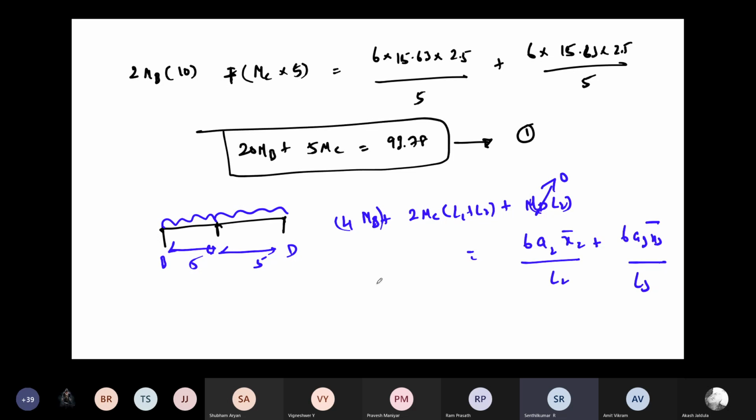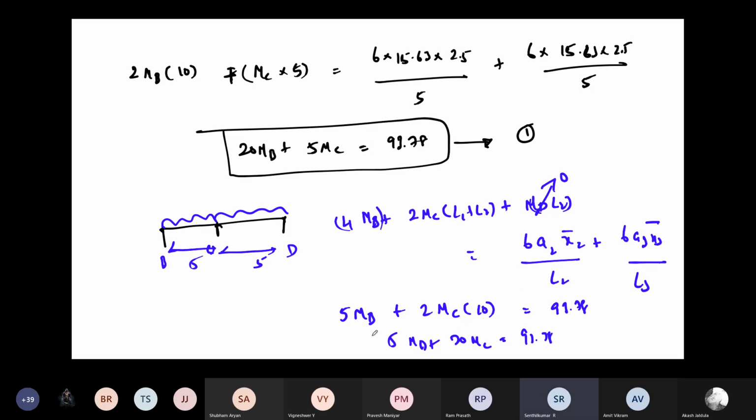How will you get the one more equation? L1 will be 5 M_B plus, M_C you don't know, 2 M_C (L1 + L2) is 10, which is equal to the same A2, A3, all the same parabolic diagram, same value, 93.78. So the equation will become 5 M_B + 20 M_C = 93.78.